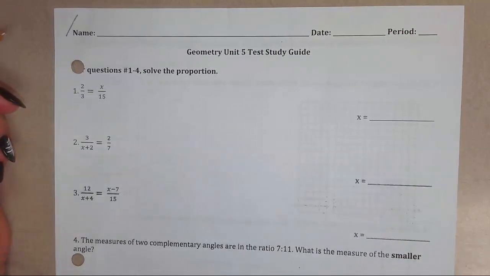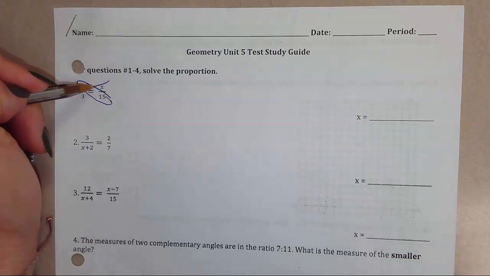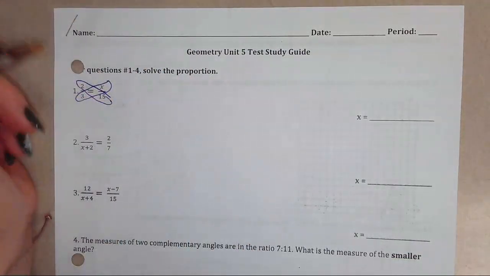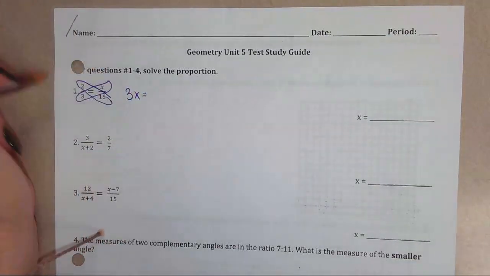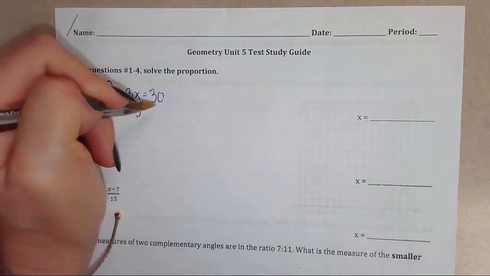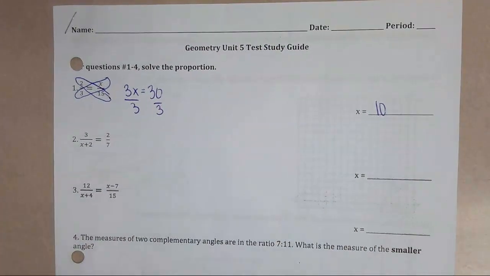Okay guys, I'm going to try to make this as fast and painless as possible. So, Unit 5 Study Guide, we start by just cross multiplying. So 3 times x is 3x, and 2 times 15 is 30. And I divide by 3, and I divide by 3, and I get x equals 10.